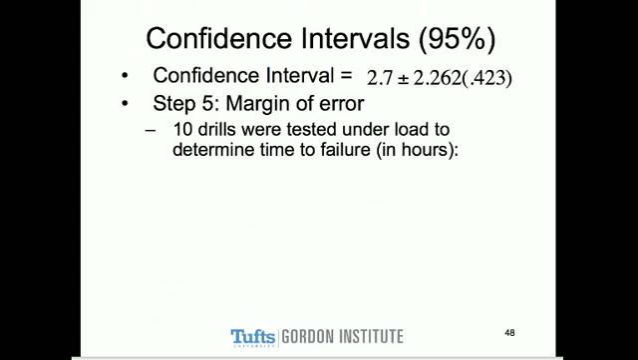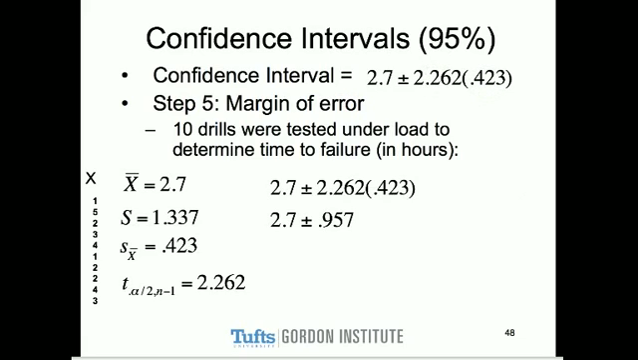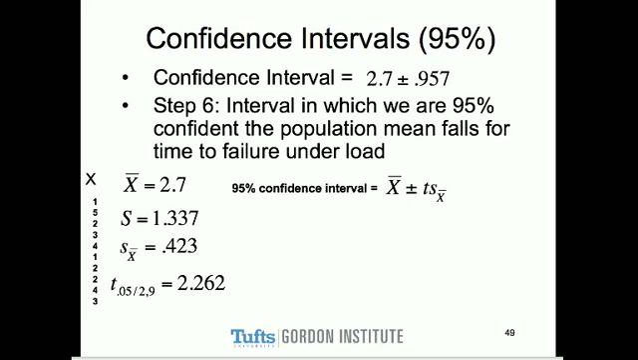So for our confidence interval, we have all the factors right here: 2.7 plus or minus t times the standard error of the mean. And that comes out to 2.7, and our envelope right here is 0.957. So we can say that we are 95% confident that our average time to failure for drills will be between 1.74 and 3.66 hours. That's where the true population average will reside.